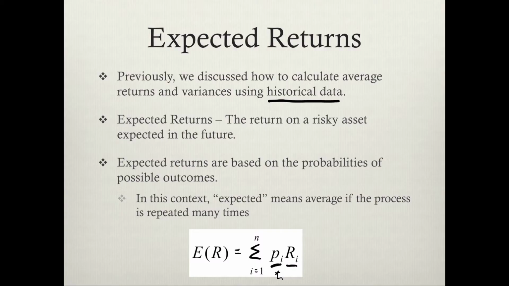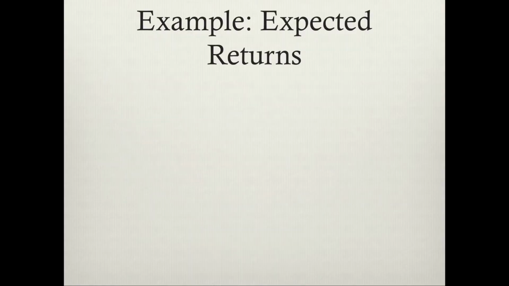So looking at a boom economy or a normal economy or a recession, that's what P sub i represents. And then R sub i represents the return of the security under that particular economic condition, so the return if that particular state occurs. What we'll first start off with is calculating the expected return of a single security, and then maybe it will make a little bit more sense.